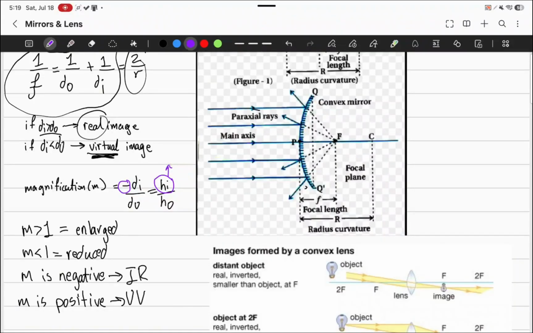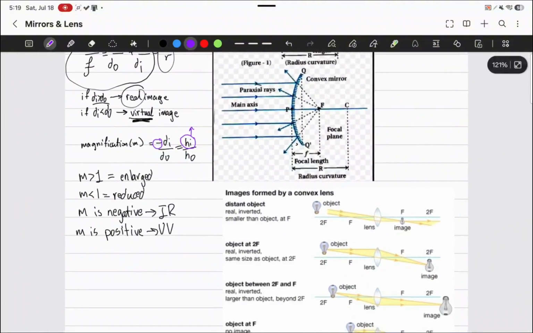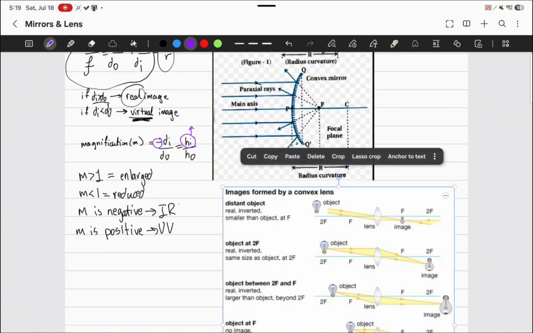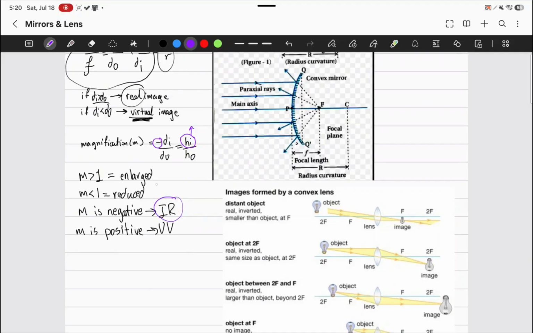But height is different. And when you use this formula, if you get m greater than 1, then that means that something is enlarged. Less than 1 means something is reduced. If m is negative, you would follow IR, which means inverted and real. If magnification is positive, then that would mean it's UV, which is upright and virtual.